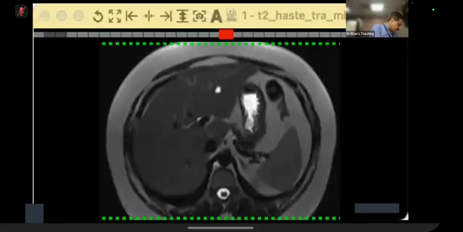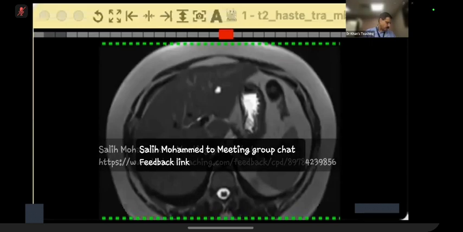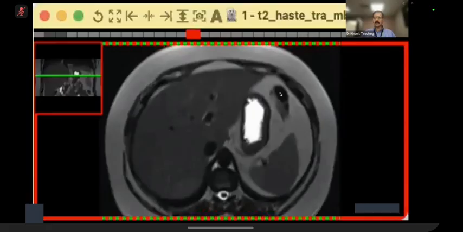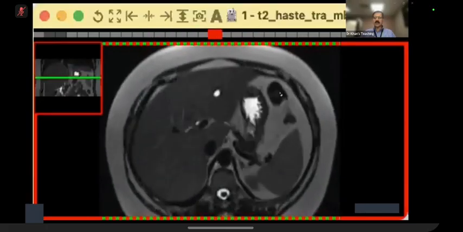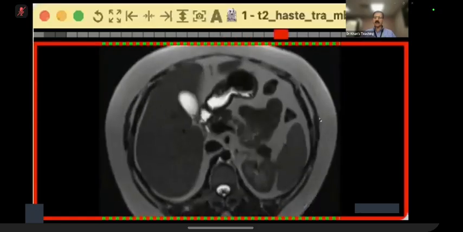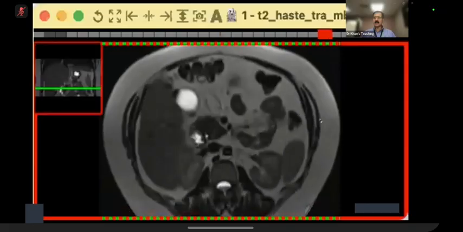So let me go through it. This is a case of a 26-year-old female. They did a community ultrasound, and they said that there is a simple cyst in the left lobe and a focal lesion 1.2 centimeter in the right lobe, and because of that, an MR was done. Now, we can see the cyst here, so I don't want you to worry about the cyst. And we can see this is the right lobe, which I am showing you.